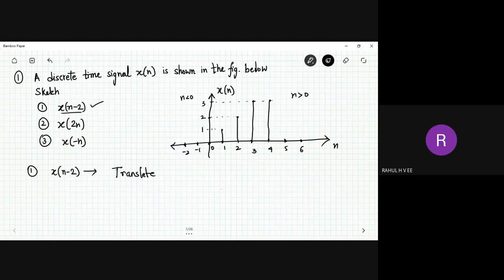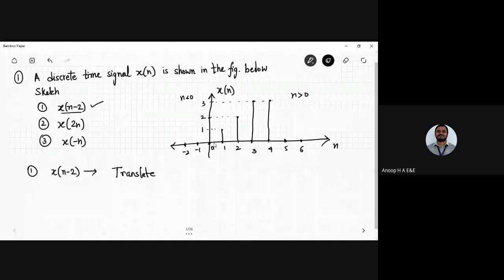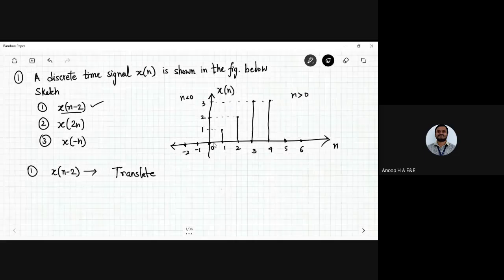Sir, your mic is muted. Thank you. Yeah, now is it audible? Yes, sir. Okay, let me present the screen again. So now the screen is visible. Anyone can tell me, is the screen visible? Okay, yes, sir. Let me start once again.